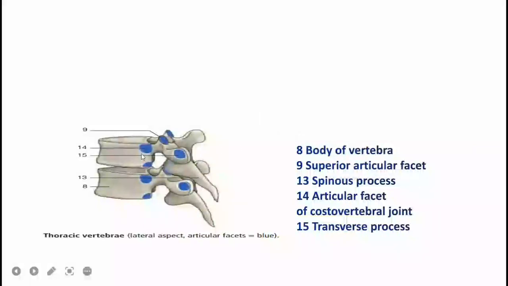This is the typical thoracic vertebra, and you can see the parts labeled in blue are the facets for articulation with ribs. In this case, 14 is the articular facet with the head. Then the point labeled 15 is the transverse process, and this facet articulation is likewise the tubercle of the rib, and the part labeled 9 is the superior articular facet with the adjacent superior thoracic vertebra, and 8 is the body of the vertebra.